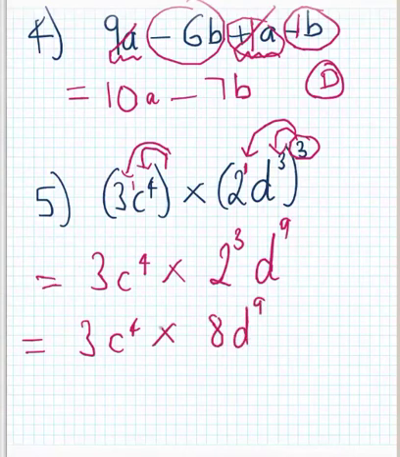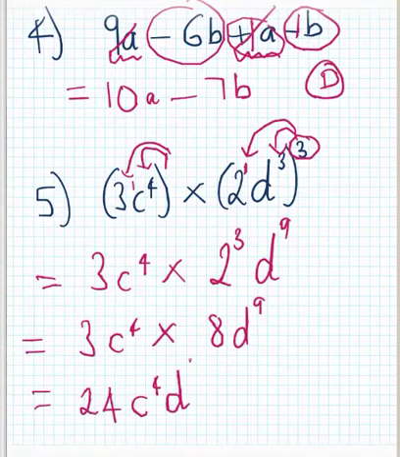And now this multiplication symbol will make it invisible. But first, multiply our numbers. 3 times 8 is simply 24. And then c to the power of 4, there's no c's on this side, so it stays the same, and no d's on this side, so it stays the same. And that should have been your answer.